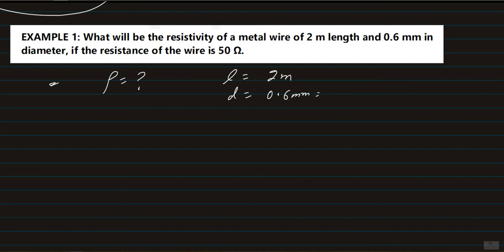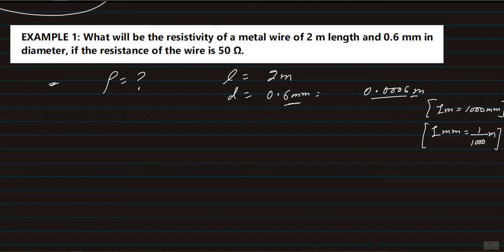meters, okay, 0.0006 m. Why? Because 1 m is equal to 1000 mm. As you know, then 1 millimeter will be equal to 1 upon 1000 meter. This is the conversion between millimeter and meter. That is why the mm has been converted into m by dividing by 1000, that is, by moving three zeros to the numerator.